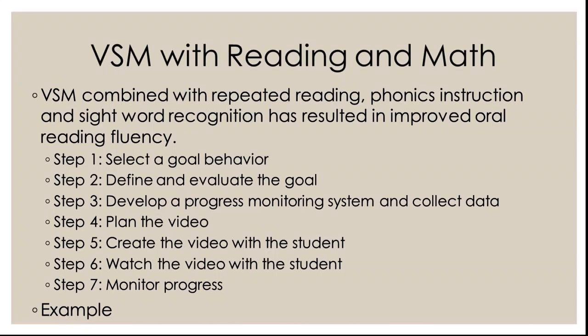First, you want to select a goal behavior. If you're looking at oral reading fluency, it would be words read correct per minute. Second, define and evaluate the goal. For example, if we're looking at reading fluency, you're looking at adding 10 words per minute. Third, develop a progress monitoring system and collect your data. Fourth, plan your video. Fifth, create the video with the student. Sixth, watch the video with the student. And seventh, monitor progress.